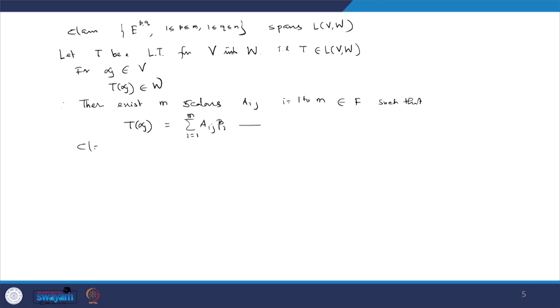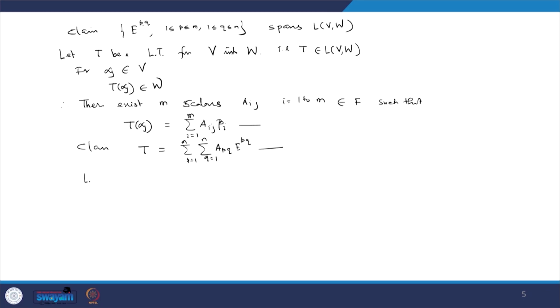Claim: T equal to the sum over p equal to 1 to m, q equal to 1 to n of a_pq E_pq. Claim T is basically a linear combination of these E_pq linear transformations, with the coefficients a_pq.